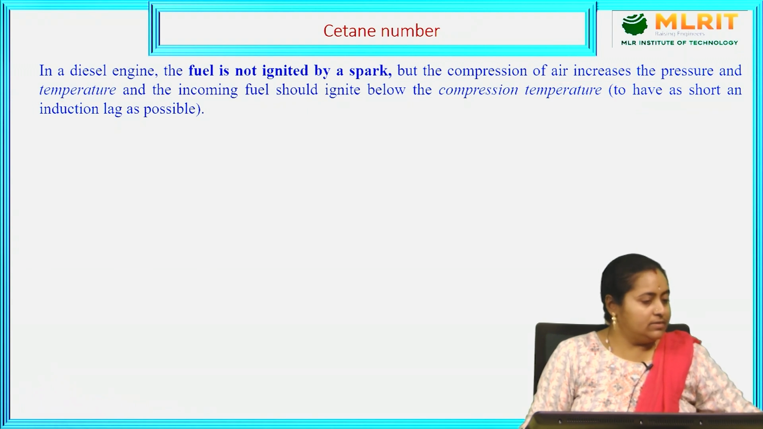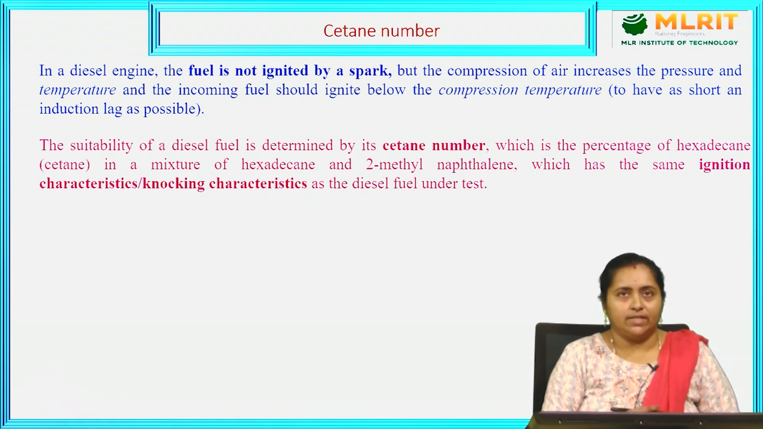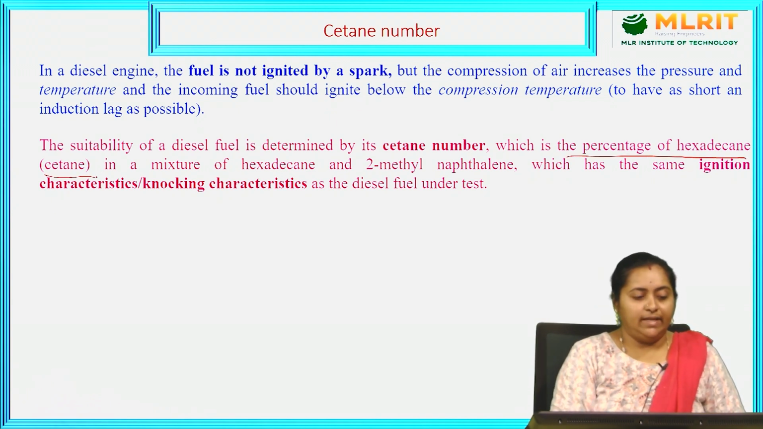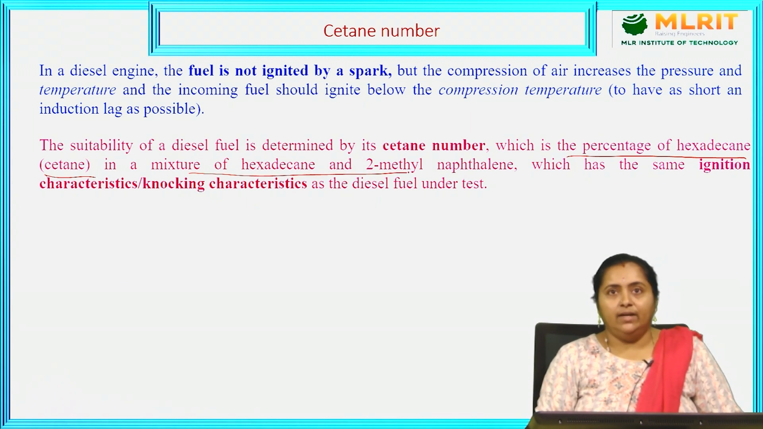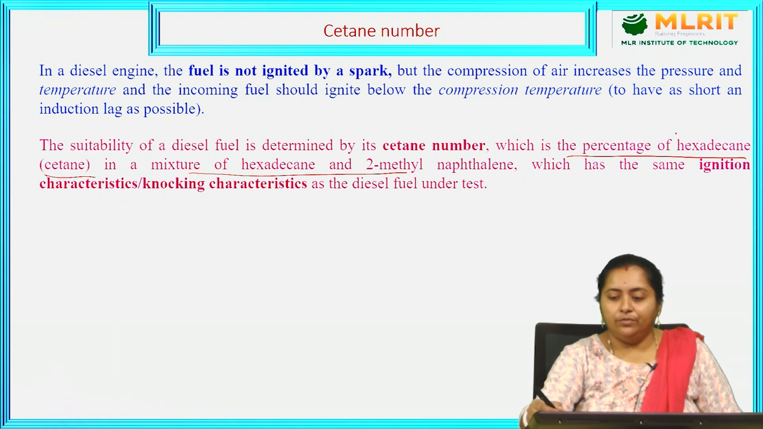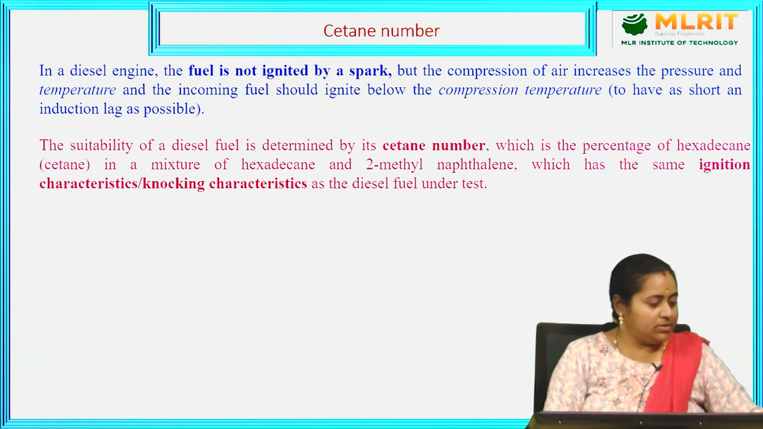Okay, so if you notice the knocking characteristics of a fuel which is under examination, how can it be defined? The cetane rating is defined as the percentage of hexadecane, that is cetane, in a mixture of n-hexadecane and 2-methyl naphthalene, which has the same ignition characteristics or knocking properties, just like what you have studied in the case of petrol based ICEs, for this diesel fuel which is under examination. So how is it defined? We have to consider the percentage of n-hexadecane, that is what we call cetane, in a mixture of n-hexadecane and 2-methyl naphthalene. So let us go with its structures.